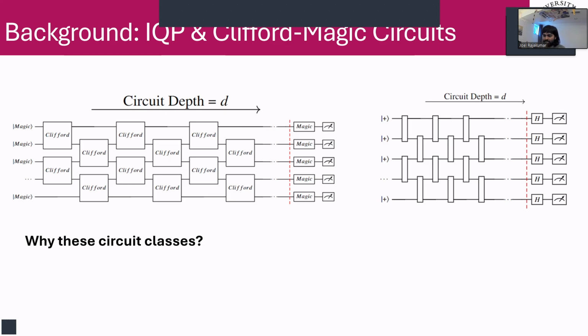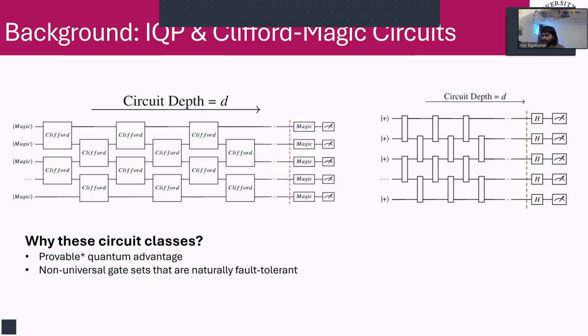So why am I interested in these circuit classes? One is they can demonstrate provable quantum advantage. That's with the star, but up to complexity theoretic assumptions, they're hard to approximately sample from. The thing that makes these restricted gate sets interesting is that they're non-universal gate sets. And we say they're naturally fault tolerant in a sense. The idea is that this might be implementable on near-term hardware. For example, the fact that an IQP circuit has restricted gate sets is what made this slightly implementable in the Harvard QuEra UMD collaboration. So the idea is, when you restrict the gate sets to something that still gives you quantum advantage, what happens?